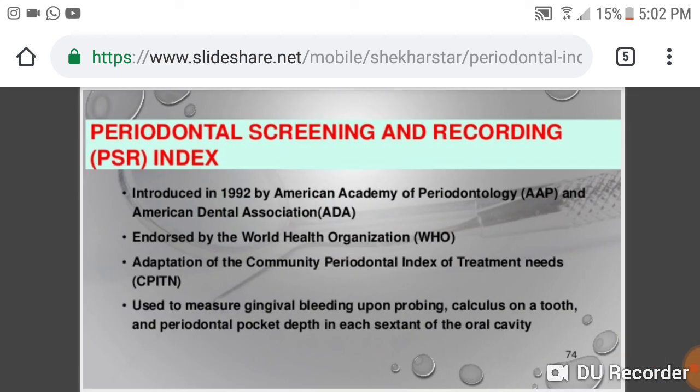Periodontal Screening and Recording Index, introduced in 1992 by the American Academy of Periodontology and American Dental Association, endorsed by the World Health Organization. An adaptation of the Community Periodontal Index of Treatment Needs, used to measure gingival bleeding upon probing, calculus on a tooth, and periodontal pocket depth in each sextant of the oral cavity.